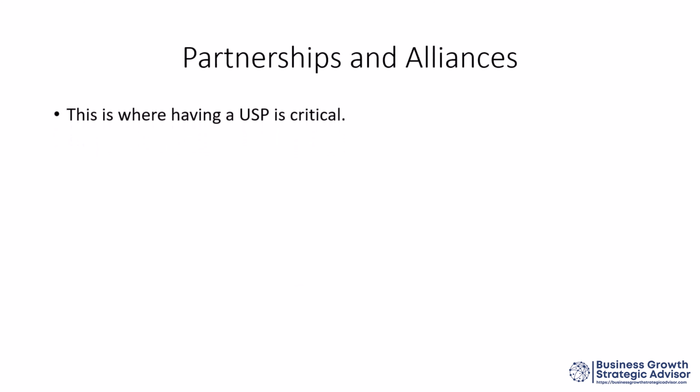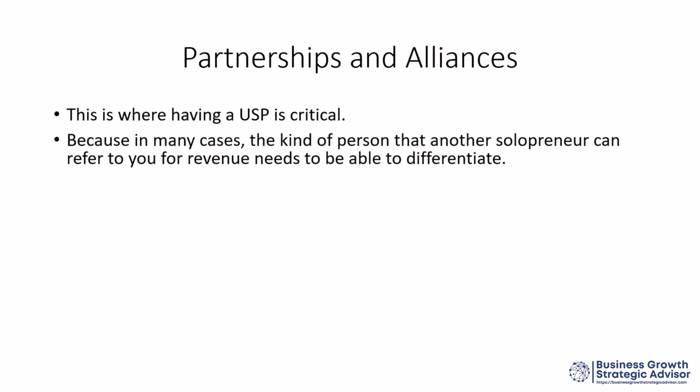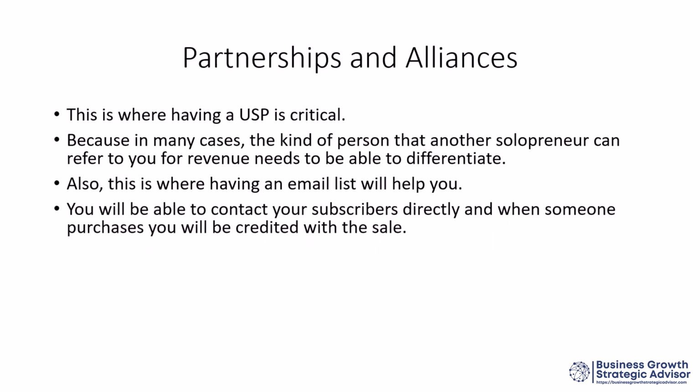Now, I want to come back to USP, because this is where USP is going to be very, very important. Typically, you are going to have to decide who you want to refer you, and so you're going to have to differentiate. You don't want just anybody bringing you new customers. In some cases, you want to be able to say, I like this kind of customer, I don't like this other kind of customer. And so yes, you need to have an email list and you need to be able to say, look, I'll send your offer to our community if you'll send our offer to your community. It works reciprocally.